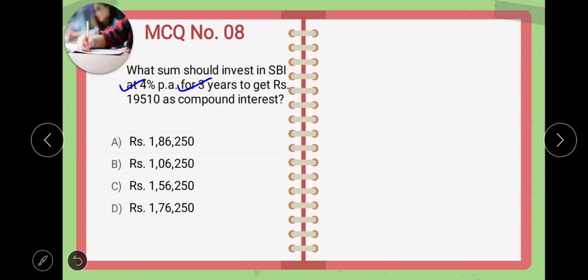So here you have to find out the principal which gives rupees 19,510 as a compound interest. So here you have to use the formula for compound interest and calculate the answer.